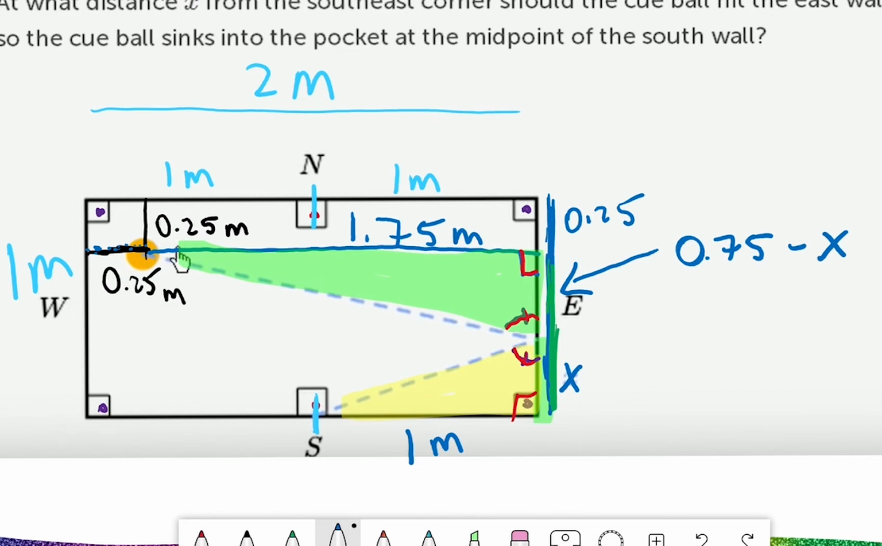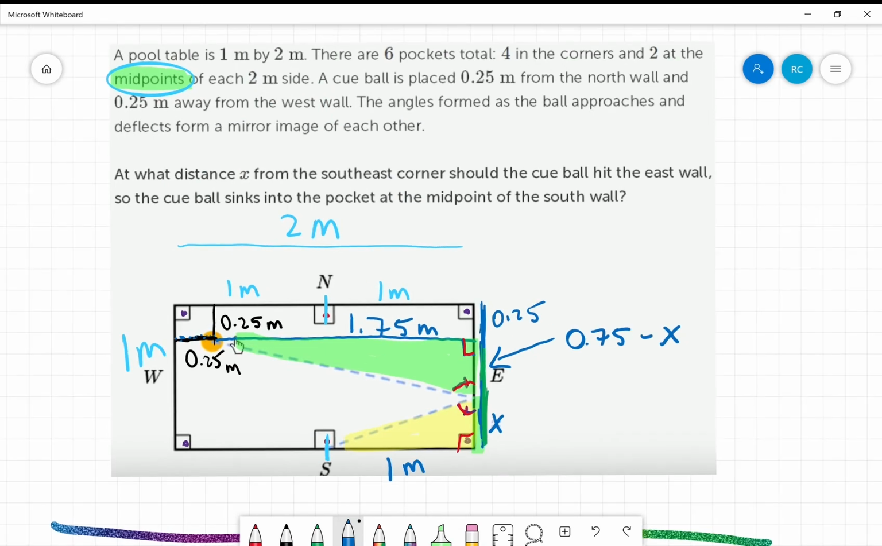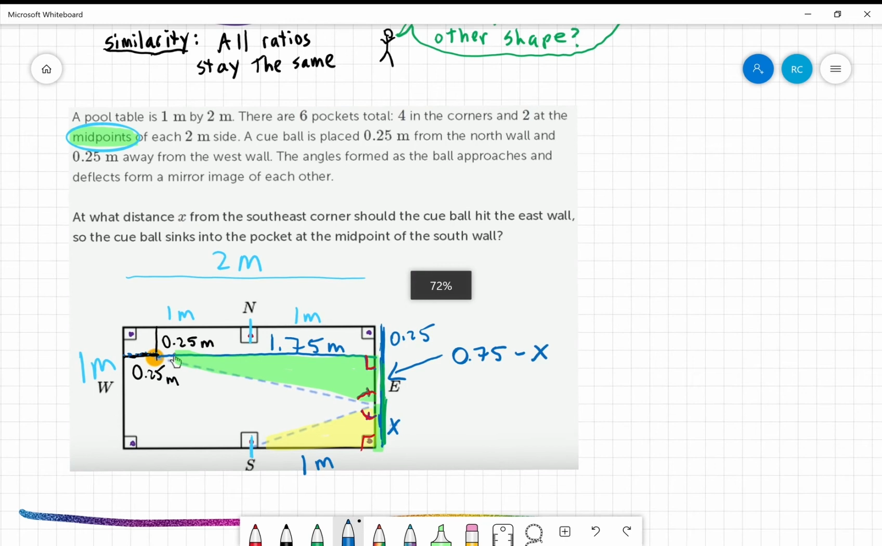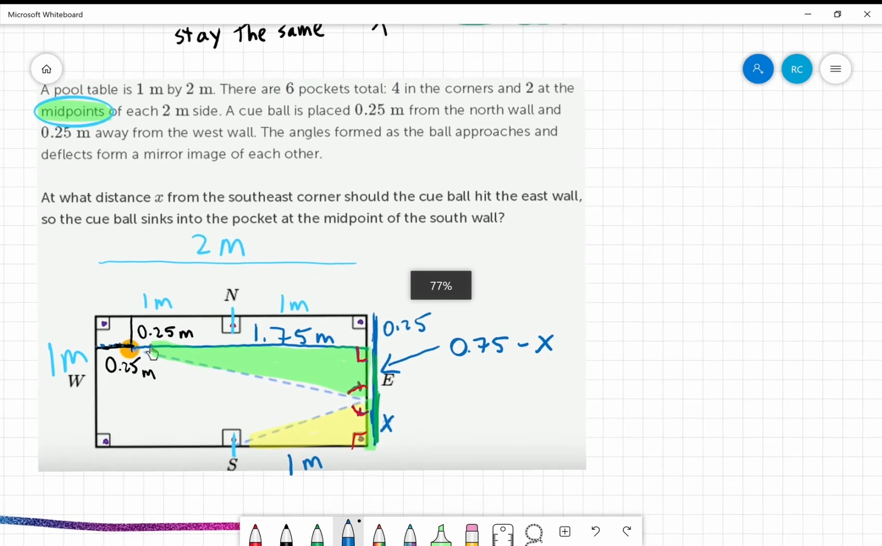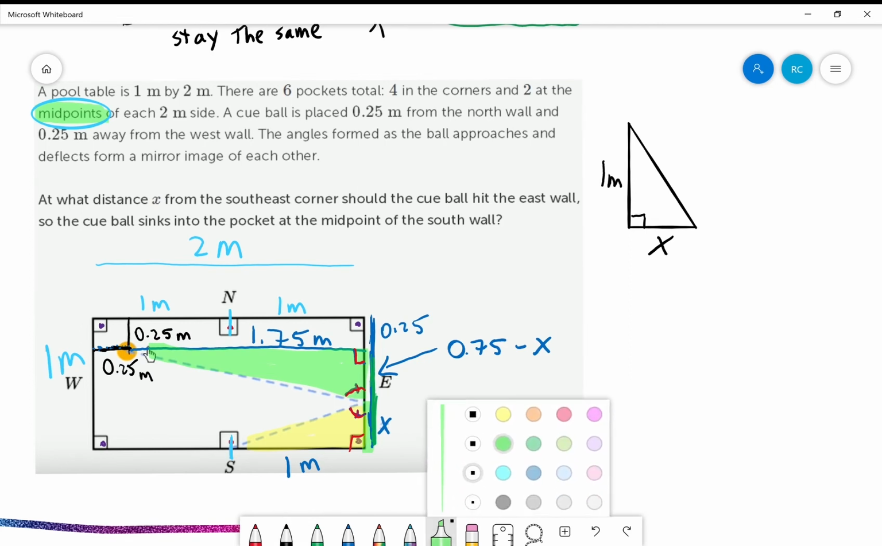So just double checking. Now that we've got this big, confusing, messy diagram, let's extract the triangles and make it look nicer, make it look less intimidating. Here's the small triangle. We know it's a right triangle because the problem says so. Its bottom side is x, and its height is 1 meter. This is the yellow one.